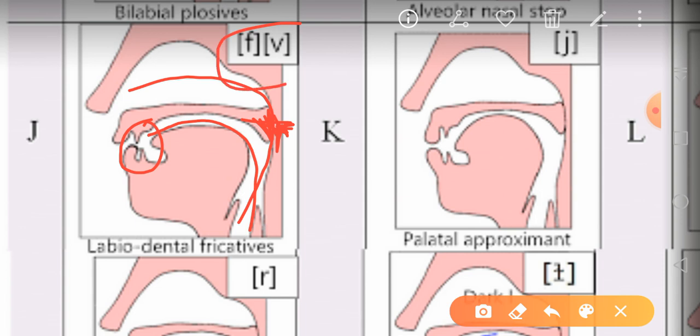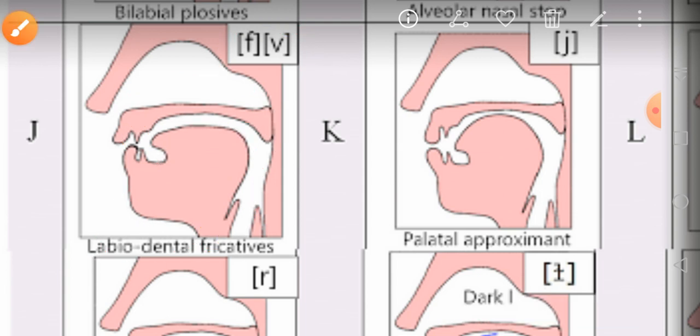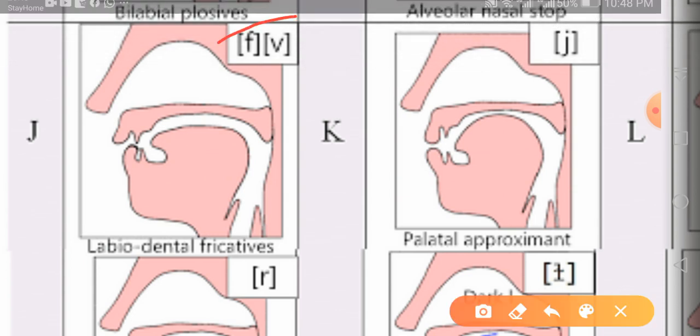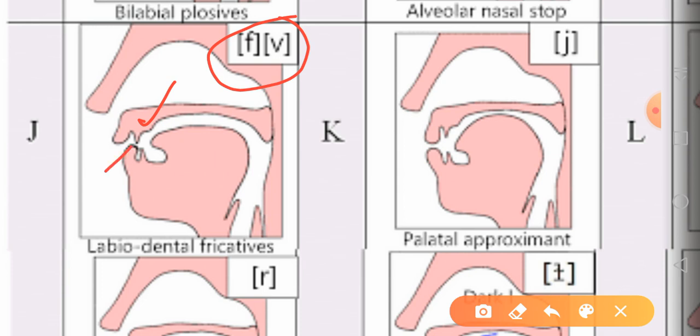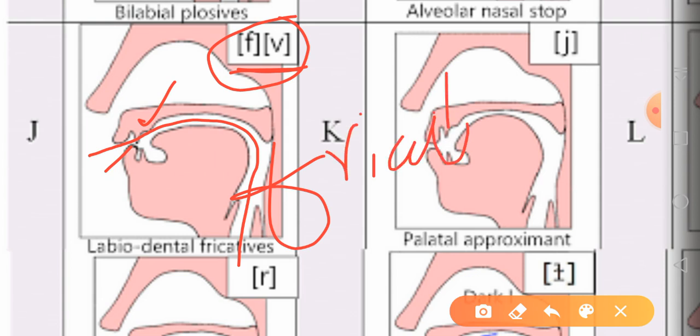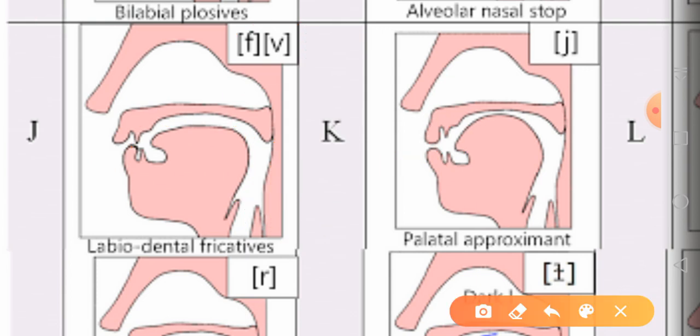So these two sounds are known as labiodental sounds. Labio means lips, and dental means teeth. So in the articulation of these two sounds, the upper teeth and lower lip are involved. That's why the name given to these two sounds is labiodental. And the manner of articulation, that is how the air is treated, is fricative. So they are called fricative sounds.